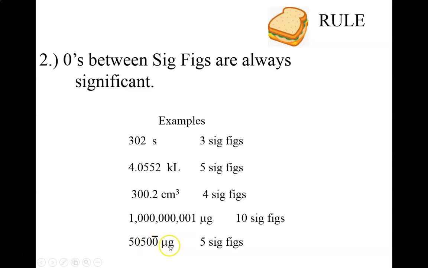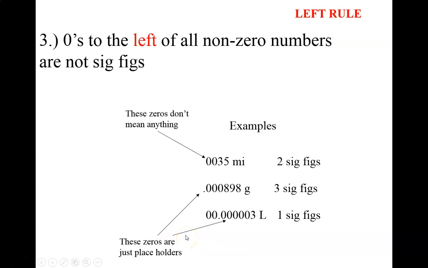So this has 5 sig figs. So that's the sandwich rule. Number 3, we've got the left rule, and this tells you whether or not zeros are significant. So this is the left rule.